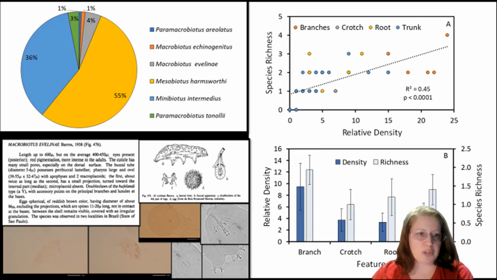Of note was Macrobiotus evelinae. This is a species that was last described by Dastych in Brazil in 1938. It was listed in the 2021 edition of the Actual Checklist of Tardigrada as nomen inquirendum. So this would be the first discovery of Macrobiotus evelinae in North America and Texas.